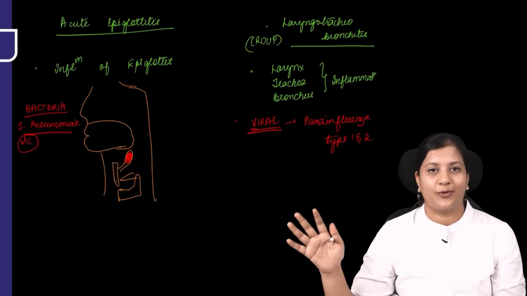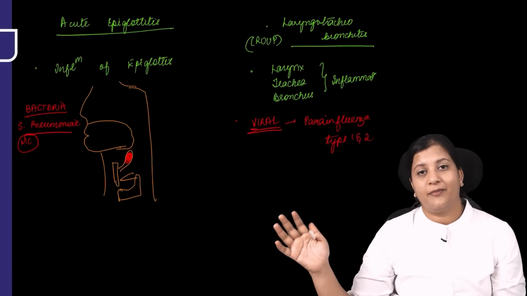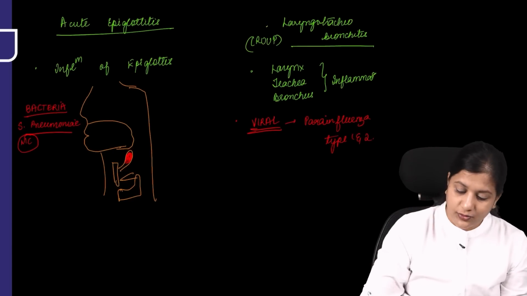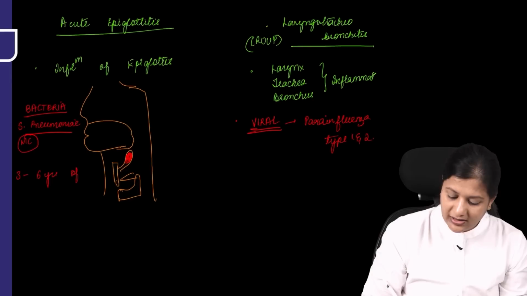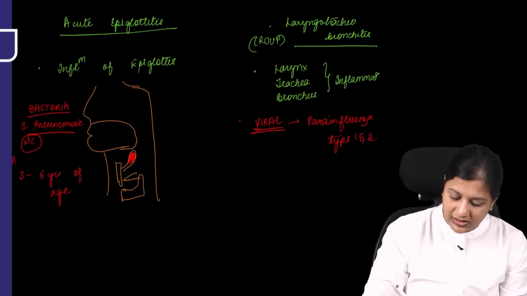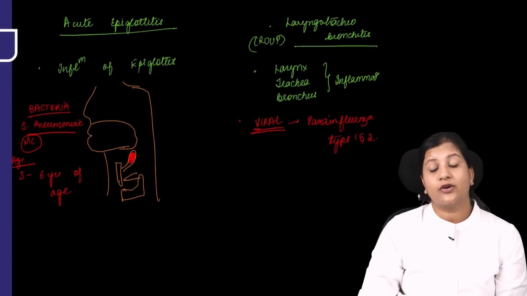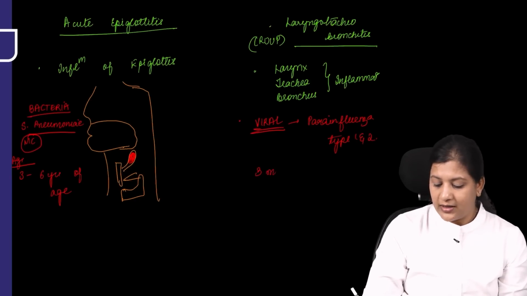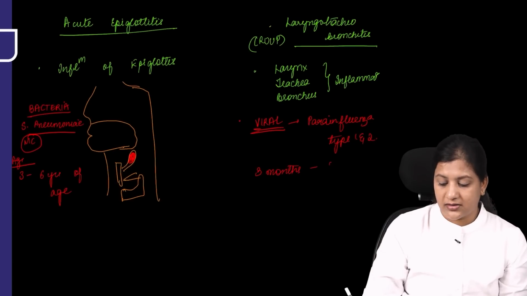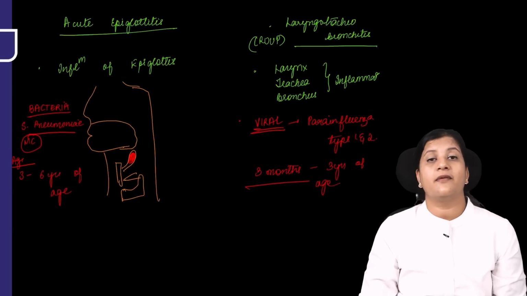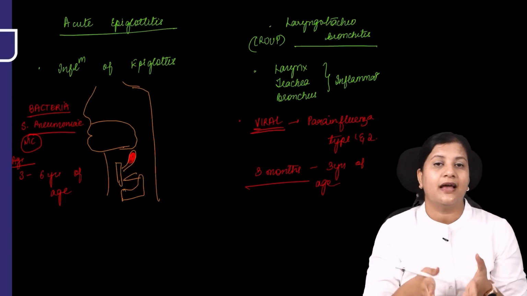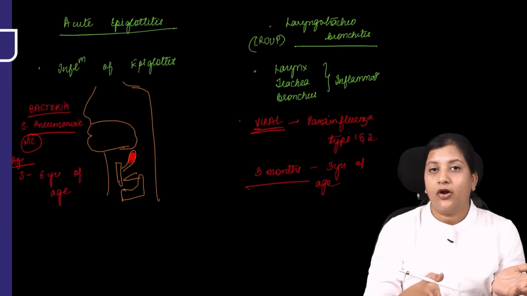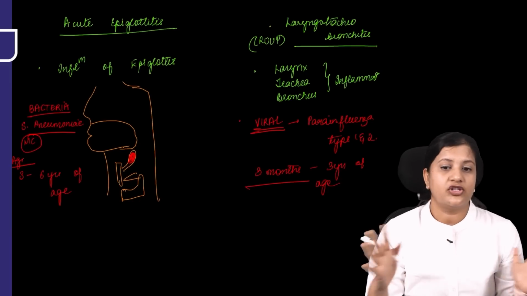para-influenza virus in Croup. The age group where epiglottitis is commonly seen is usually between 3 to 6 years of age, whereas croup is usually seen between 3 months to 3 years of age. So laryngotracheobronchitis or croup is seen in younger age group, whereas epiglottitis is seen in slightly older children.